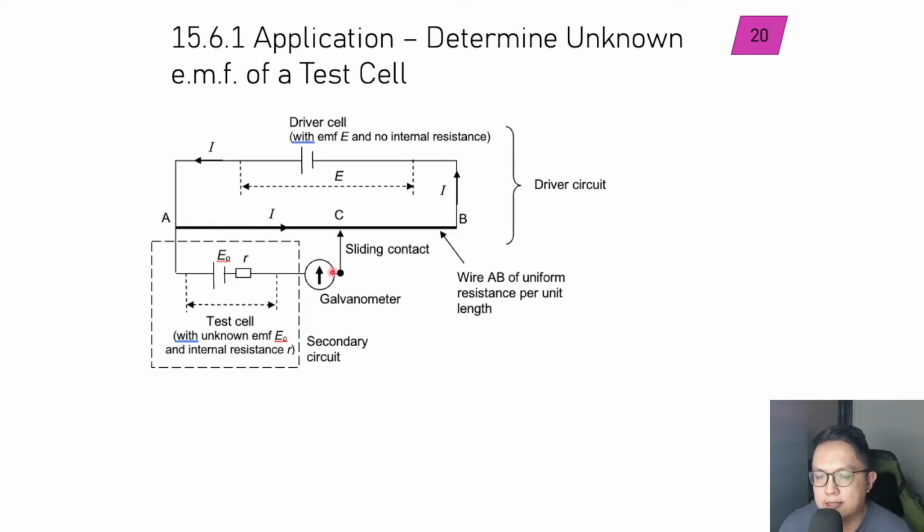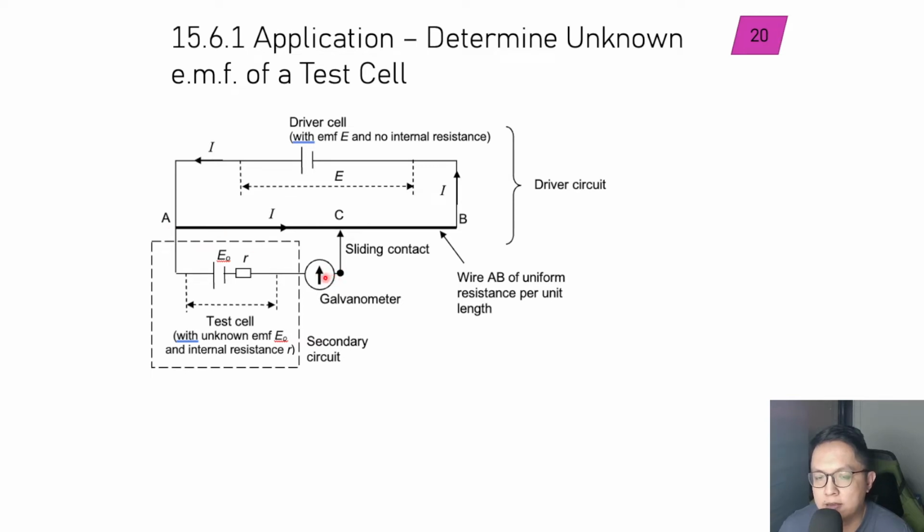Right now what you have here is a galvanometer. Let me backtrack a bit. You have this portion here that's forming a secondary circuit. This E naught is the unknown EMF that you're trying to find. It's not so important whether there is an internal resistance or not here, but let's just put it here for the sake of it. Your secondary circuit is over here, this way. Then there's a galvanometer here.